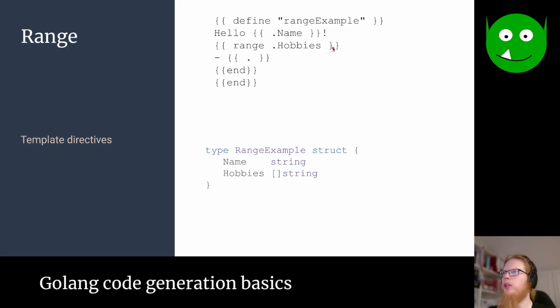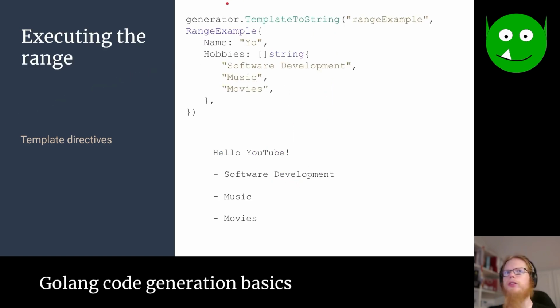So we iterate over this Hobbies array, and this dot here references one value inside the Hobbies array, which in this case, in our example struct, is just a string. So dot will just output the value, which is a string. Now executing this template, so template-to-string, we create our range example struct with the name and the hobbies here, and it outputs, as you expect, every item in this array.